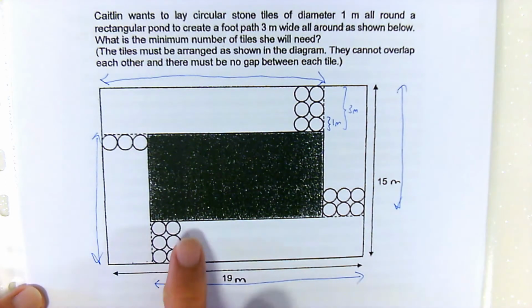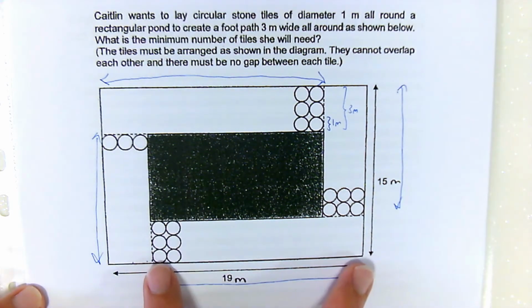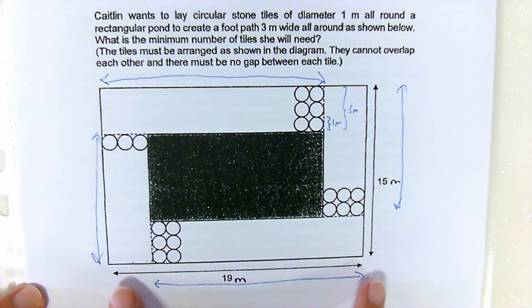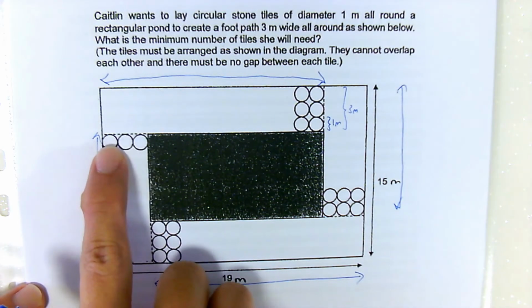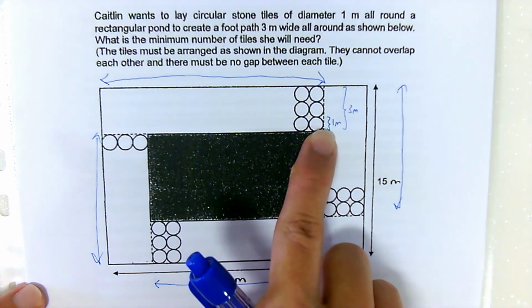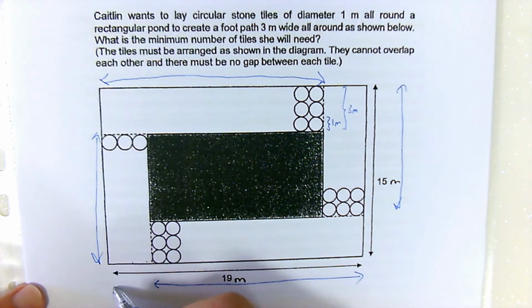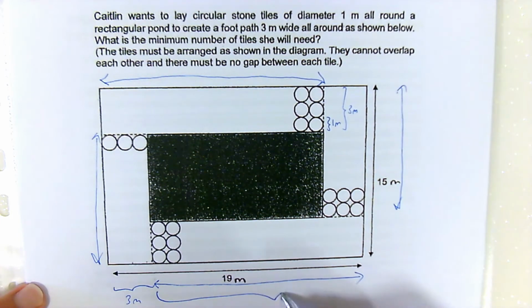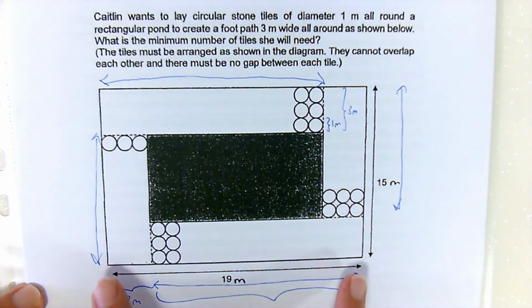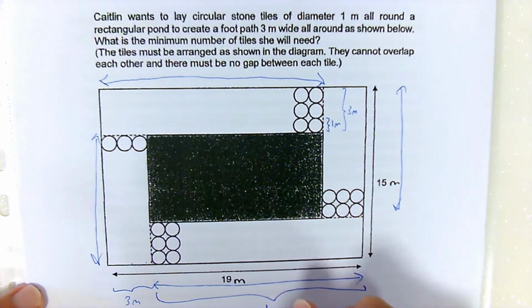We know that for the height, we need 3. 1, 2, 3. How about for this entire thing? They say the entire thing is 19 meters. I want to find this one. This one is 3 meters because it's 3 tiles. 1 tile diameter is 1 meter, so 3 tiles will be 3 meters. So from here to here will be 3 meters. Which means that from here to here is how many meters? Simple, you take 19 minus 3 and you get 16 meters over here.